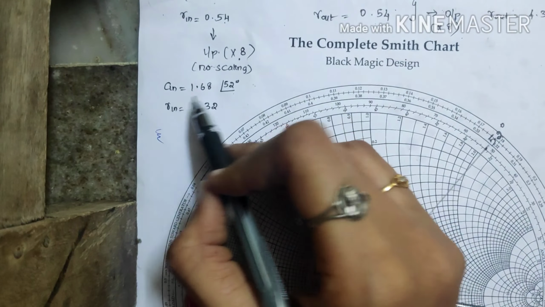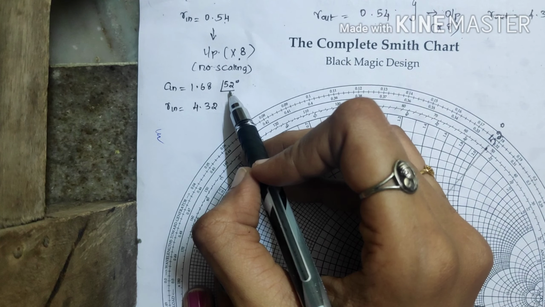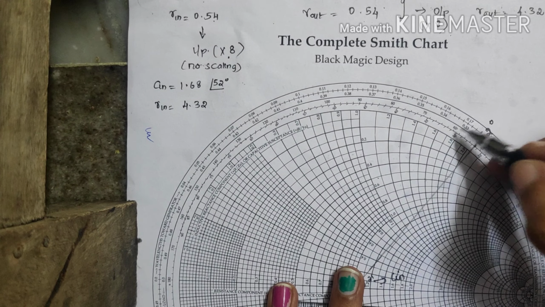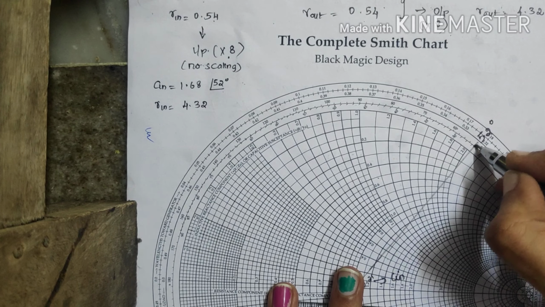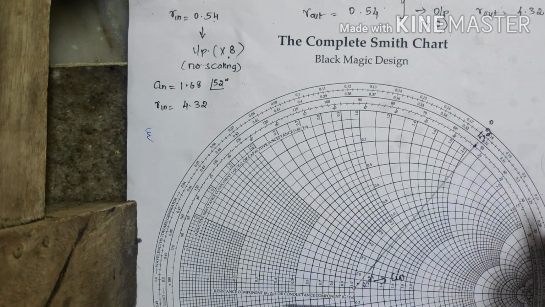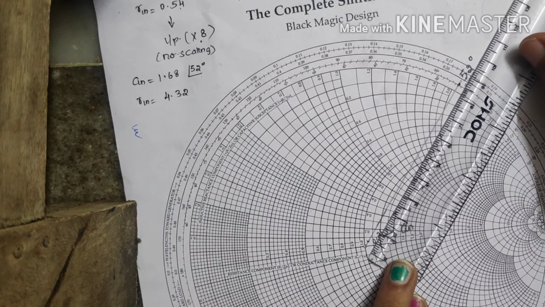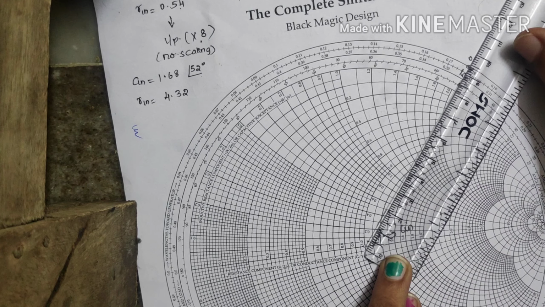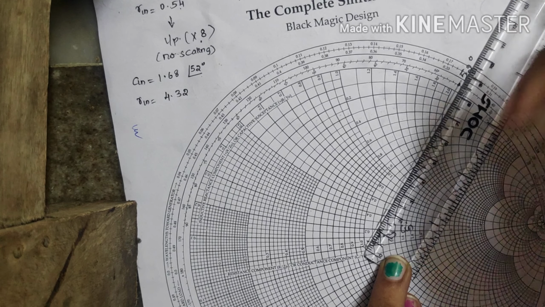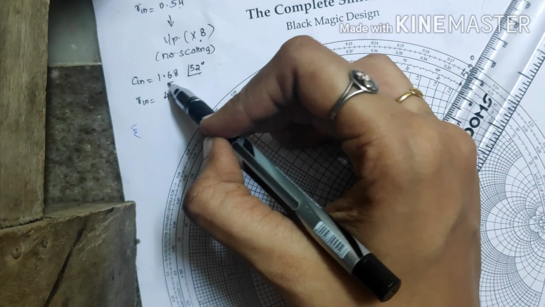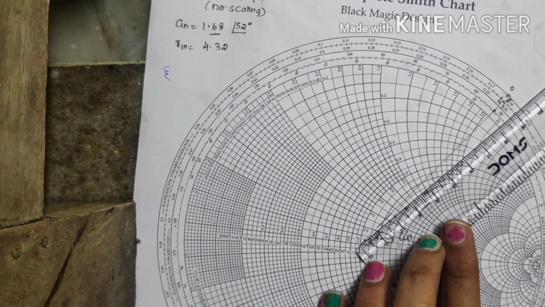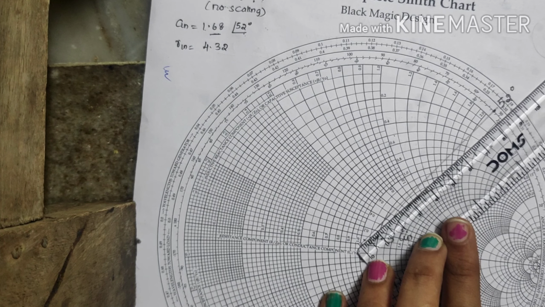Now we will first draw C in. The angle is 52 degree. See here, it is 40, 50, 60, etc. So this point is angle of 52 degree. I've marked it. After marking an angle of 52, connect it to your center. So we have drawn a line. Now the angle has been drawn. What is the value of the center point there? It is 1.68. So on this 52 degree line, mark the value of 1.68.